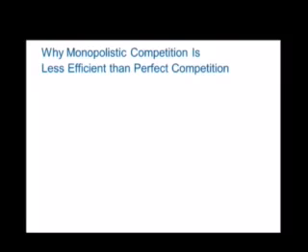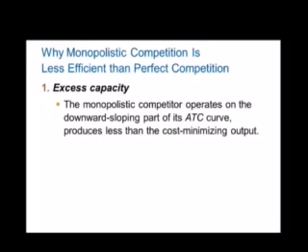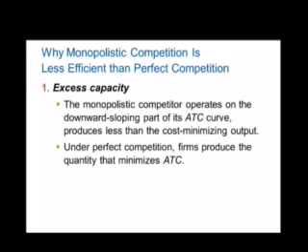So why is a monopolistically competitive firm less efficient than perfect competition? Well, one, because it has excess capacity. It is not operating at the lowest possible average total cost curve. It produces at a point that is less than cost minimizing. Under perfect competition, the firms produce at a quantity that minimizes the average total cost, but here it doesn't.